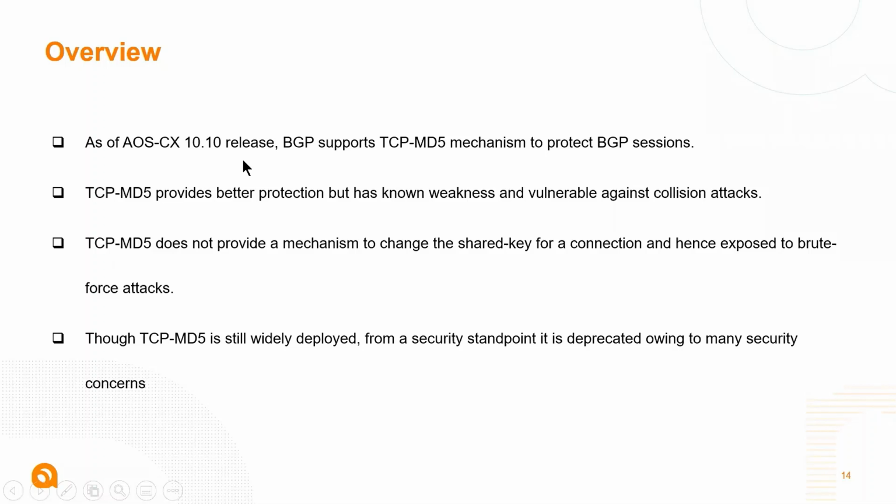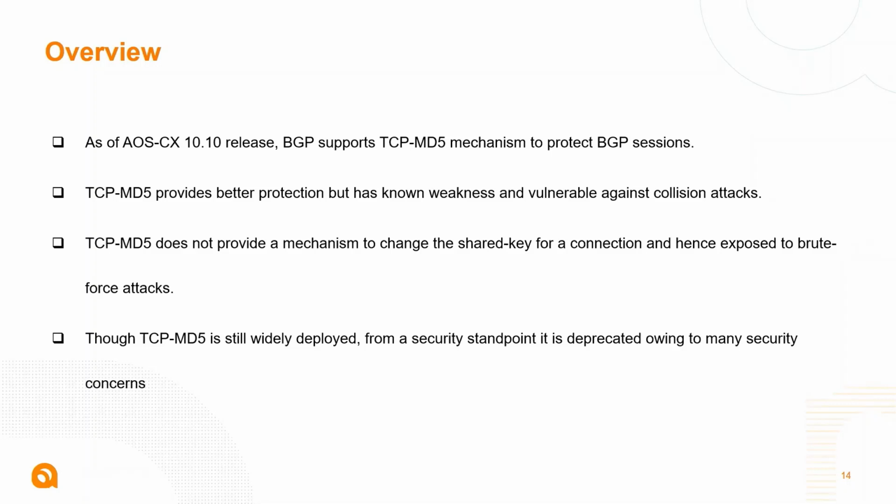So till the 10.10 release, we had support for only the TCP MD5 mechanism to protect the BGP sessions. But the TCP MD5 mechanism has more disadvantages. Let's see one by one. It provides better protection, but has known weakness and is vulnerable against collision attacks. MD5 does not provide a mechanism to change a shared key for a connection, hence exposed to brute force attacks. Even though MD5 is widely deployed till now, from a security standpoint, it is deprecated owing to many security concerns.